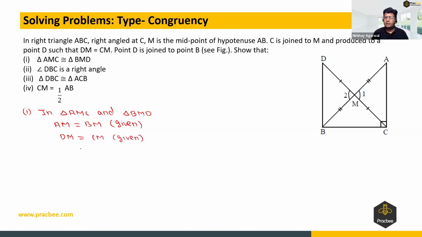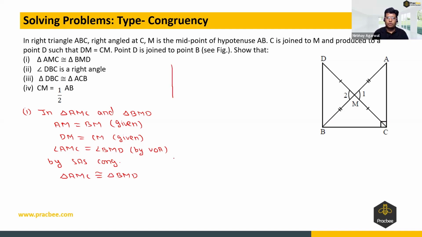And third one is, can anyone tell? We should have angle 2 equal to angle 1. Yes, angle 2 equal to angle 1, or I can write angle AMC is equal to angle BMD by vertically opposite angles. So by SAS congruency, triangle AMC is congruent to triangle BMD. This is the first part.